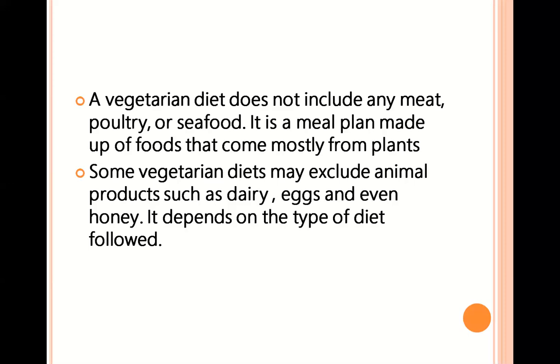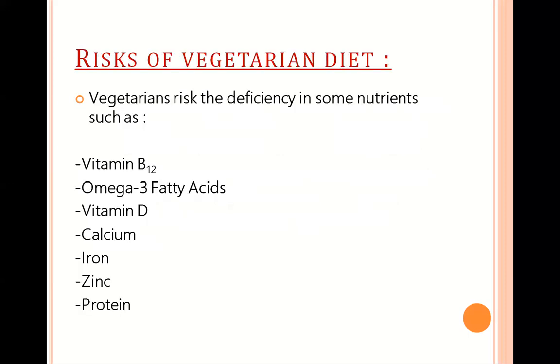So the next topic is the risks of the vegetarian diet. It is a deficiency of some kinds of nutrients, such as vitamin B12, omega-3 fatty acids, and vitamin D, and some micronutrients like calcium, iron, and zinc. Protein, obviously: animal origin protein deficiency. Actually, this is a macronutrient. Pay attention. So, next point.